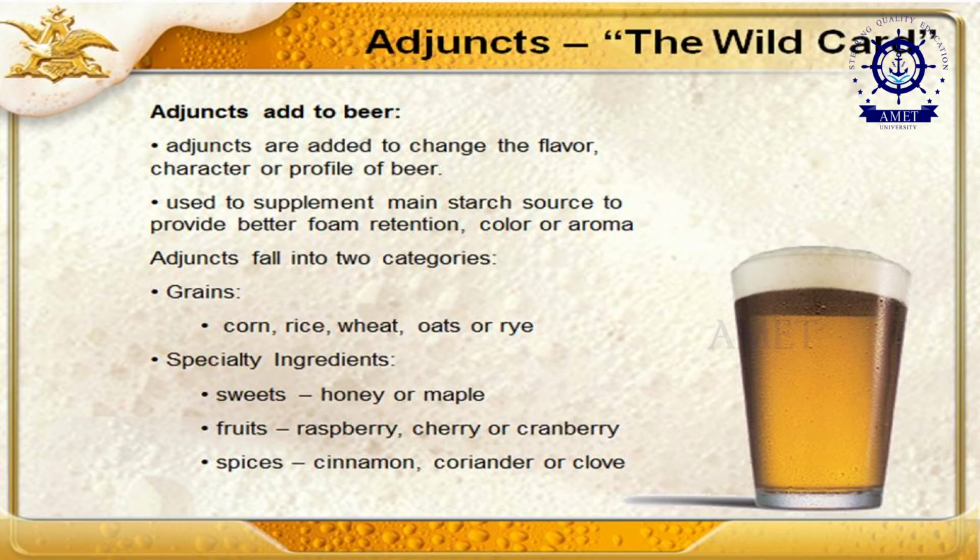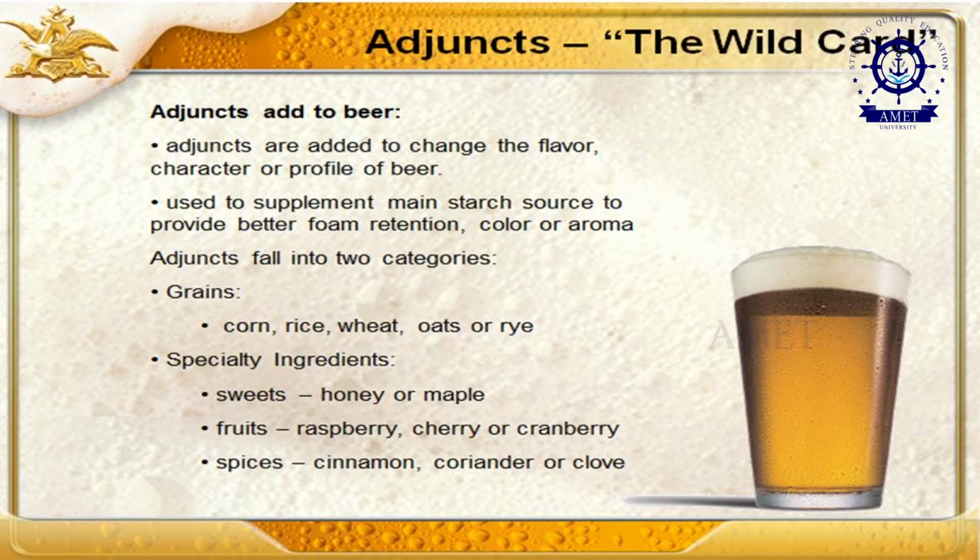Next slide. The next slide is on adjuncts. As I said, adjuncts are added to the beer to give body and thickness to the beer. The adjuncts are added in order to change the color, the flavor, etc. Mostly grains are used as adjuncts, like maize, rice, wheat, rye, corn. Broken grits of maize are used, and fruits like raspberry, cherry, strawberry are used, and spices like cinnamon, etc. are used in beer, which corresponds to the adjuncts.